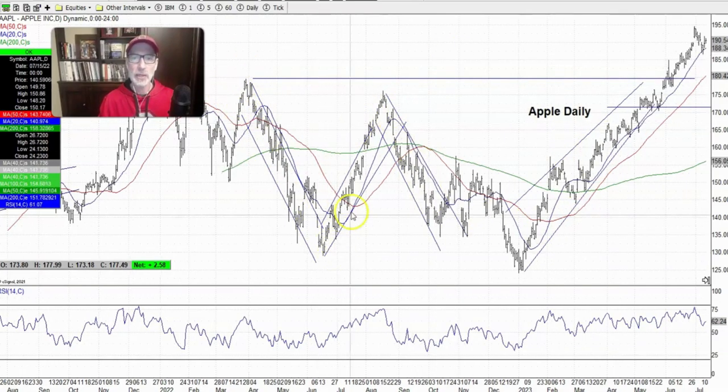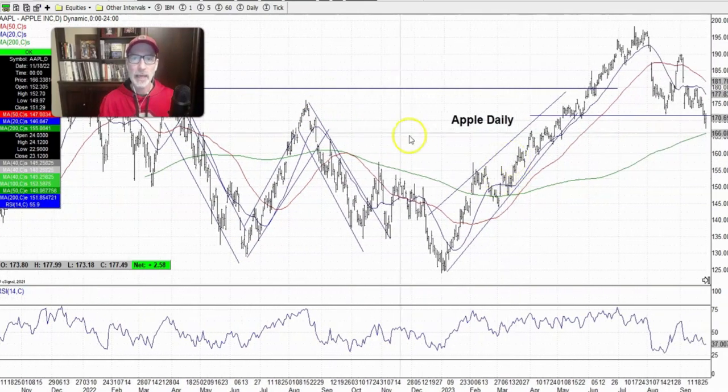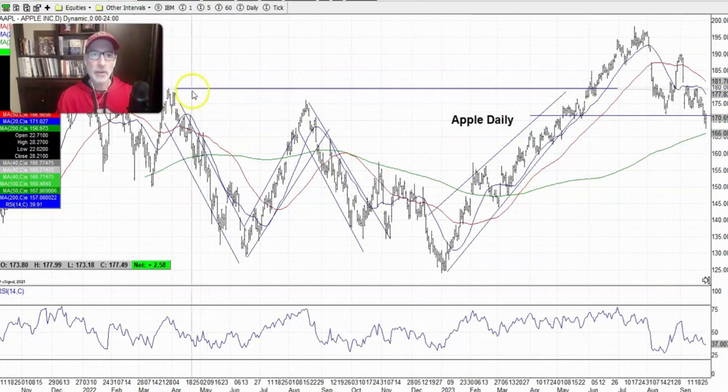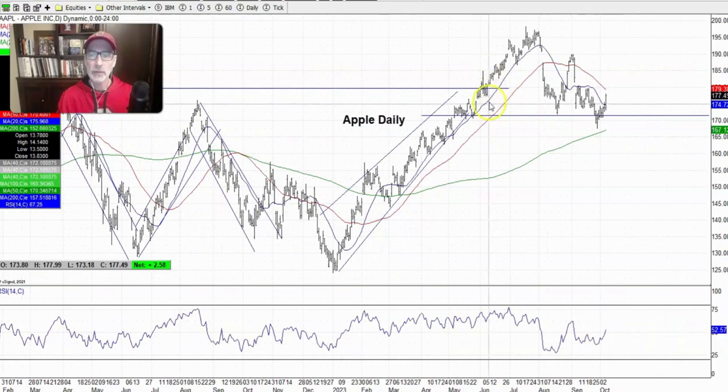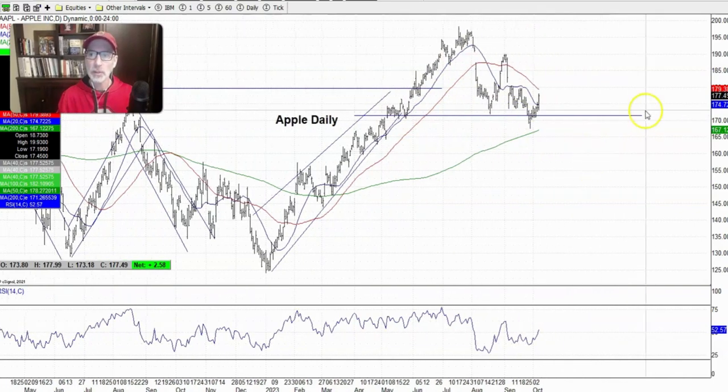Now you can see these channels. These are channels that I hand drew over time, and then you can see the resistance line here for a long period of time was holding back Apple. It finally blasted through it in June, has now fallen back. But here's another area of support that we had drawn prior, which was in the low 170s.